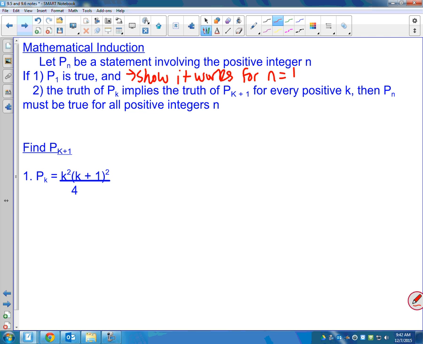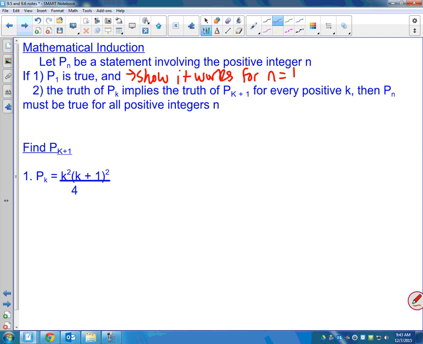Step 2 is a little bit more abstract, but it says the truth of P sub k, where k is some value in between 1 and n, implies the truth of P sub k plus 1. And if that's true, then P sub n must be true for all positive integers. We're going to work through one in a minute, so I can work you through what that all means. But I do want to show you that there's one on your homework that's not a proof. It's just practice to go from, how do you go from P sub k to P sub k plus 1?